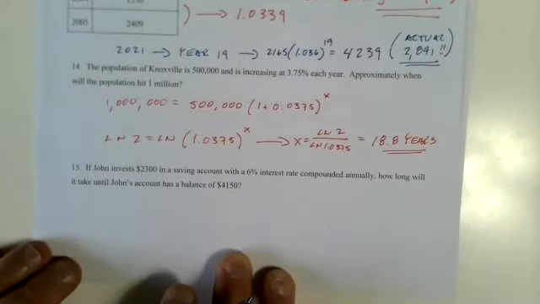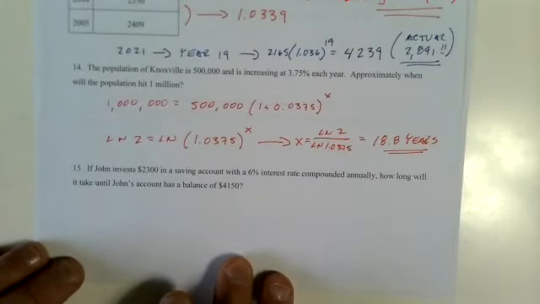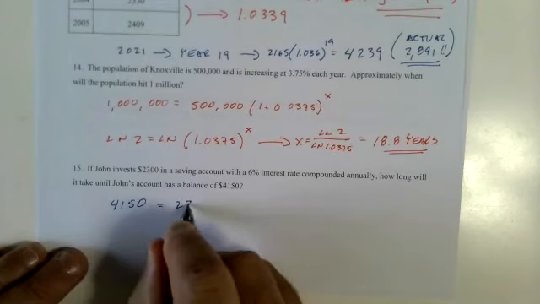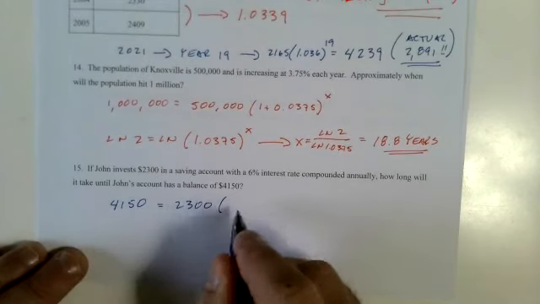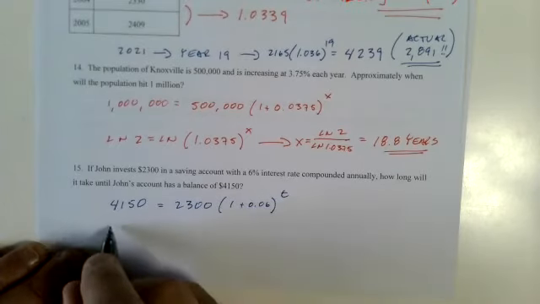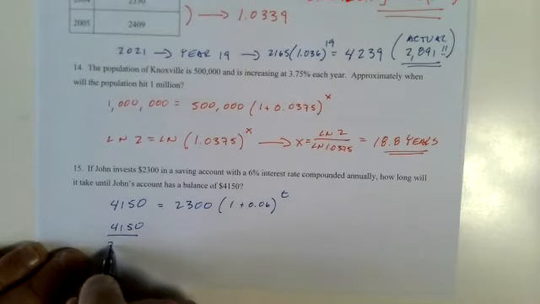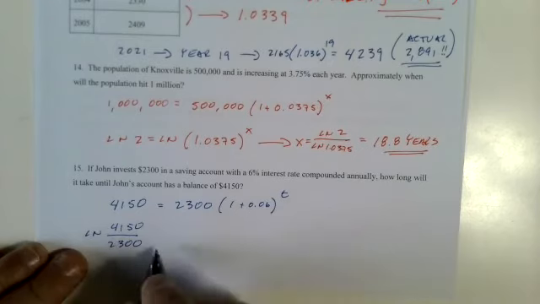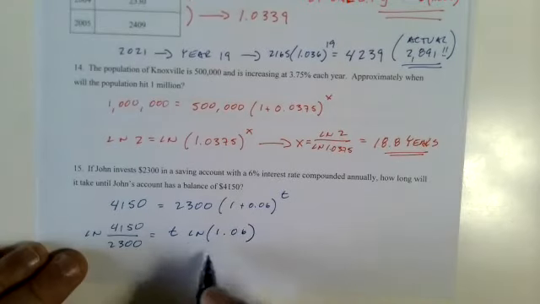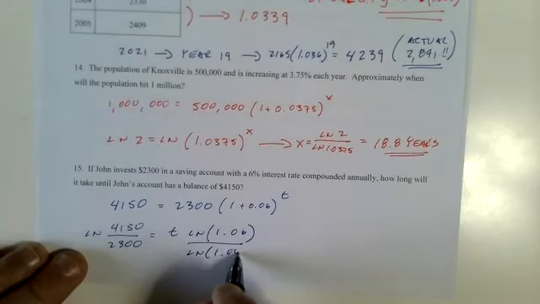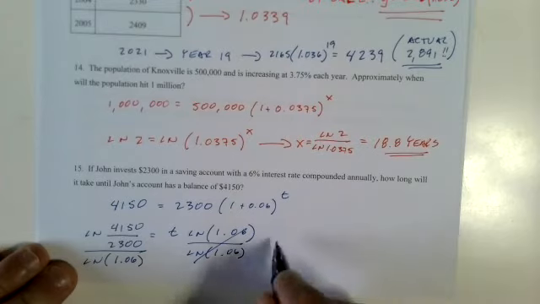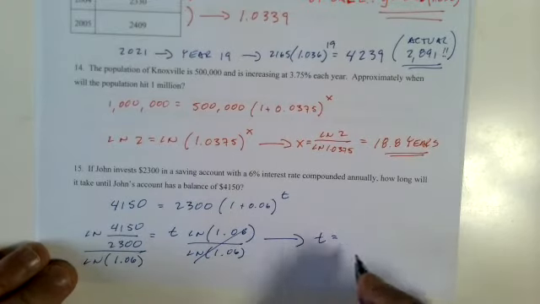John invests 2,300 in a savings account, compounded annually. So this is a simple compound interest problem. 4,150 equals 2,300 times 1 plus 0.06 to the T. Divide by 2,300, take ln, T ln 1.06, divide by that. T equals 10.1 years.